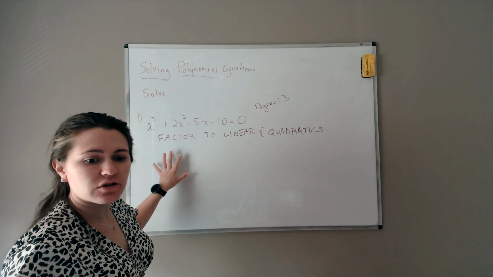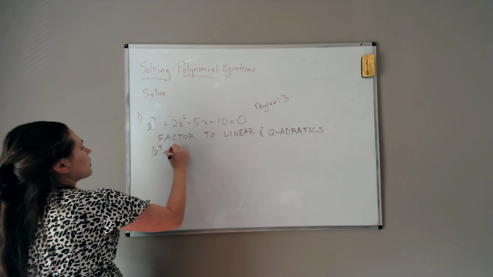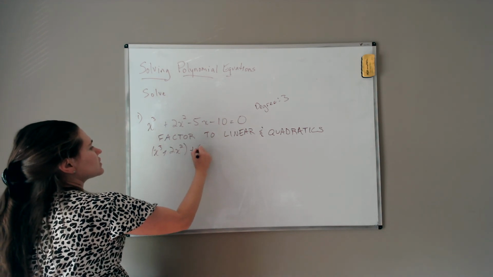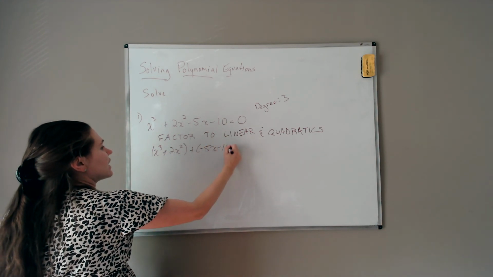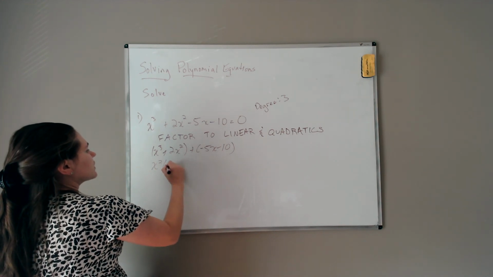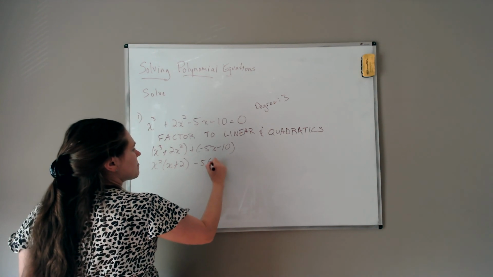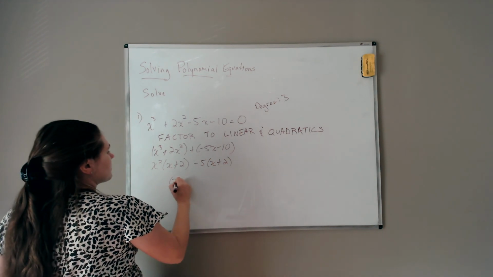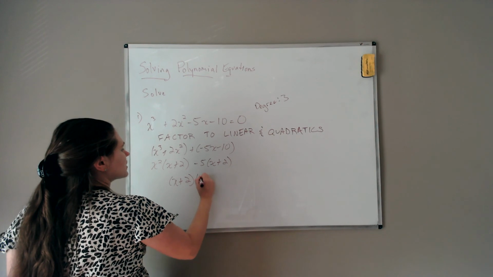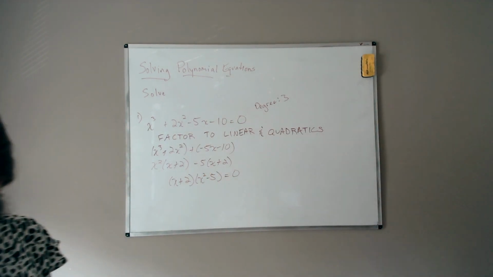So the type of factoring you should be trying here is factor by grouping. X to the 3rd plus 2x squared plus negative 5x minus 10. Okay? Factor out the greatest common factor in each set. X squared. In this, it's negative 5. And you're left with x plus 2 times x squared minus 5 equals 0.